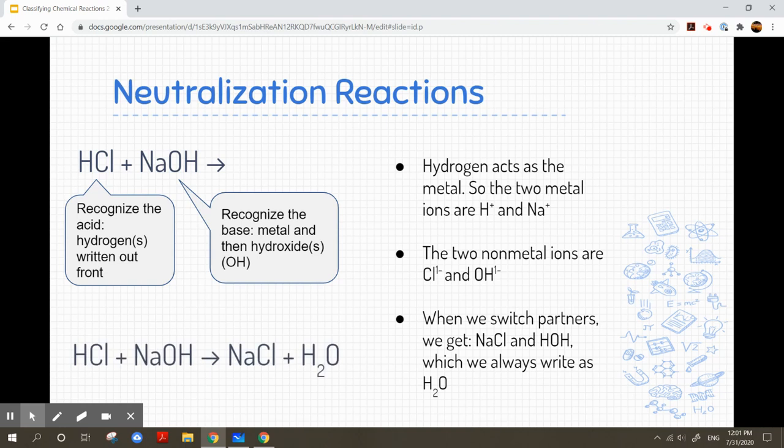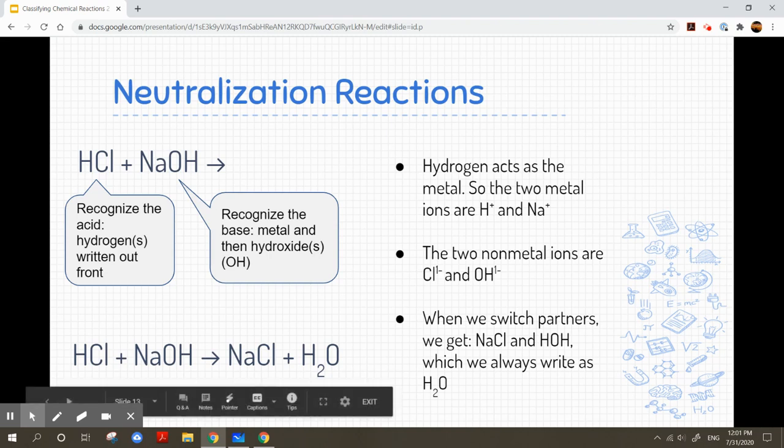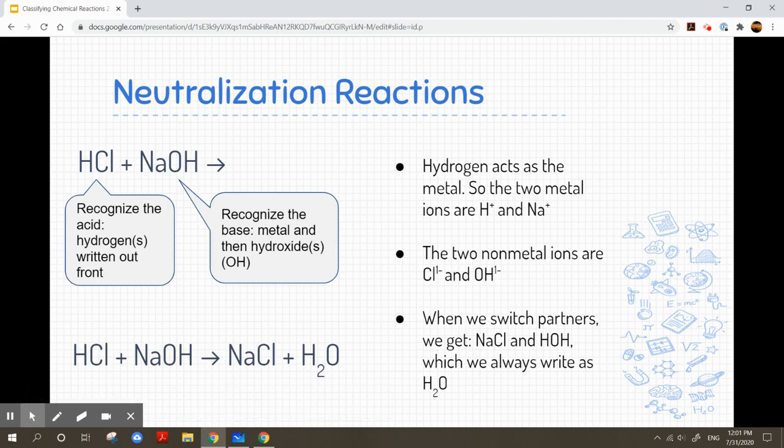So a neutralization reaction is a double displacement reaction between an acid and a base, and the products are commonly said to be water and a salt. Specifically, we're going to get water and an ionic compound formed between the metal that was in the base and the non-metal, or the anion, which was in the acid. So it's a specific type of double displacement reaction. Okay, that finishes up our introduction to recognizing single and double displacement reactions on paper.